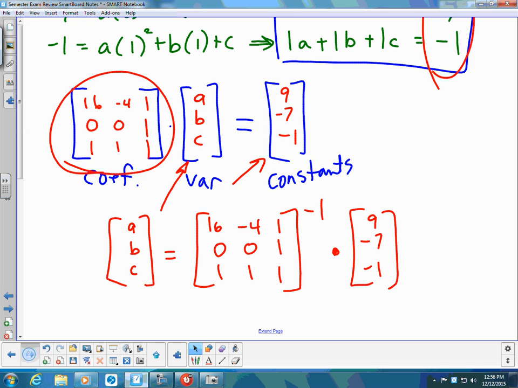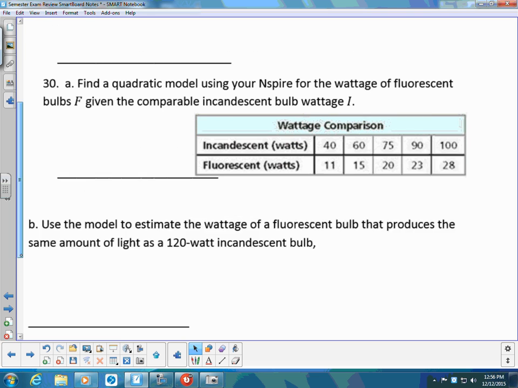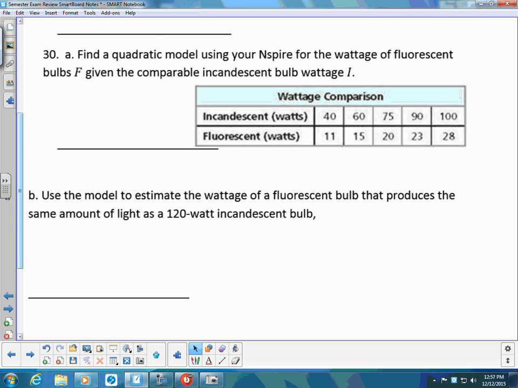All right, let's go back and pick up number 30. Here we go. Number 30 says find a quadratic model using your Inspire for the wattage of fluorescent bulbs F given the comparable incandescent bulb wattage I. Okay, so we're going to enter this data in our calculator on a list and spreadsheet page, and then we're going to do quadratic regression on this.